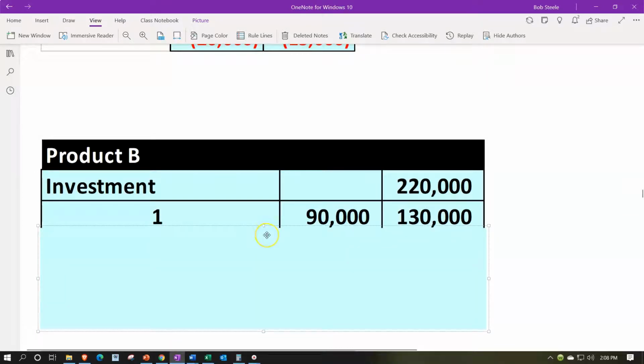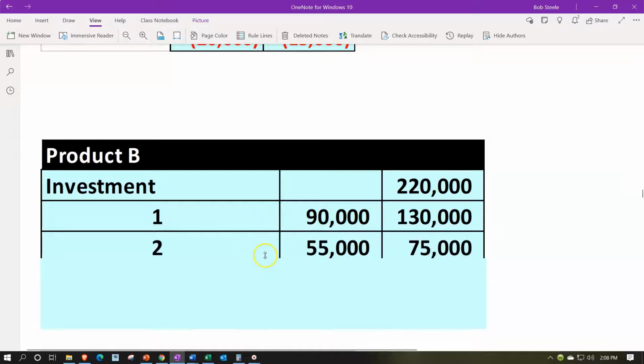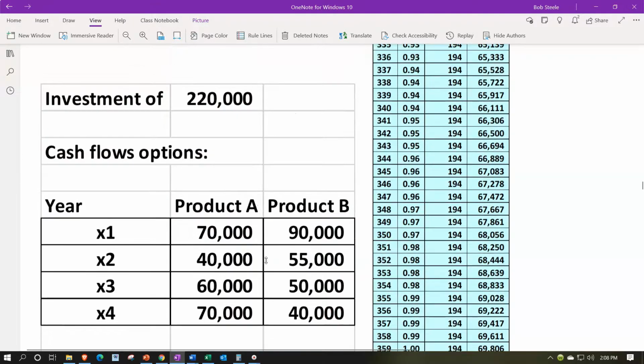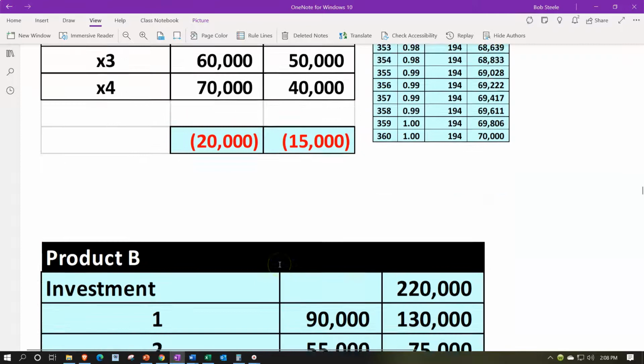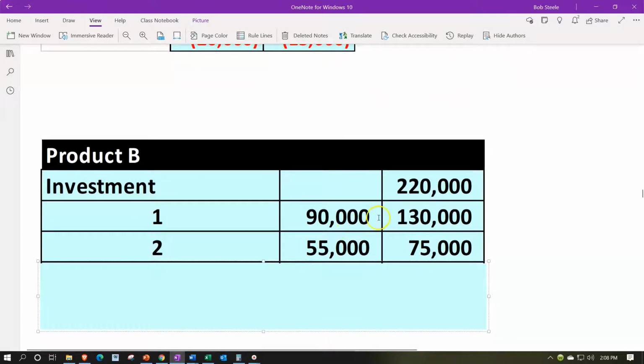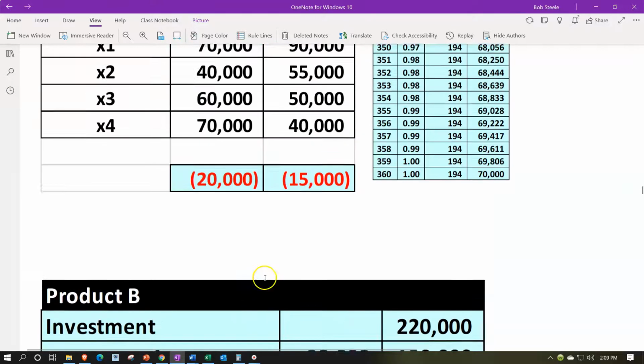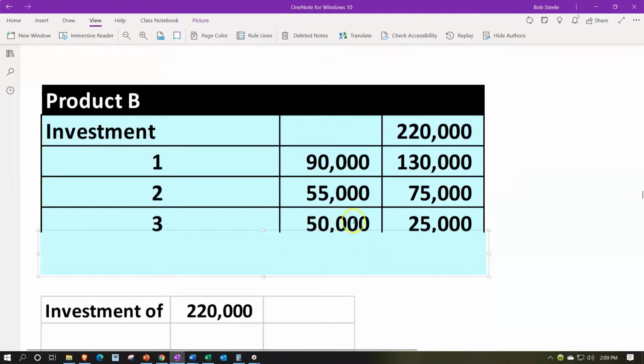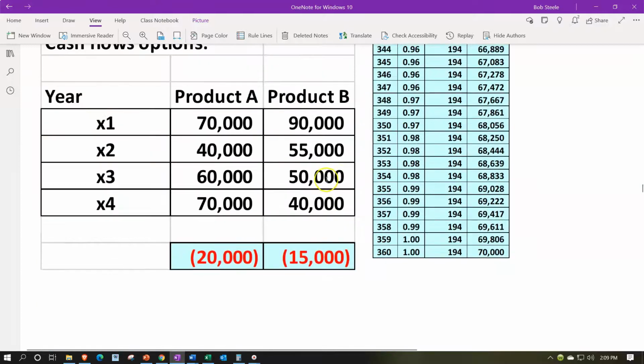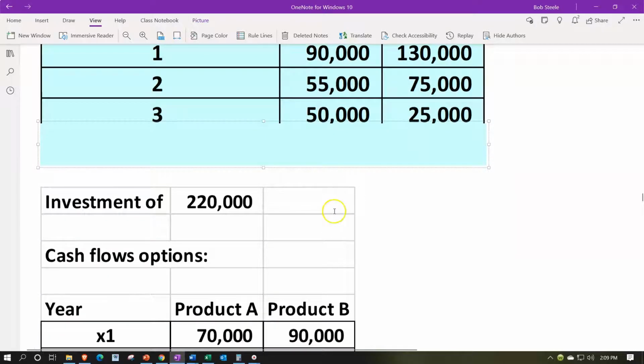So first we have the 220,000 minus the 90,000. That leaves us with 130,000 left. Then we have 130,000 that we're going to get paid back in the second year. Year 2 is 55,000. So 130,000 minus 55,000 leaves us with 75,000. And then year 3, we had the 50,000 because we're on the second one. So 75,000 minus 50,000 leaves us with 25,000.